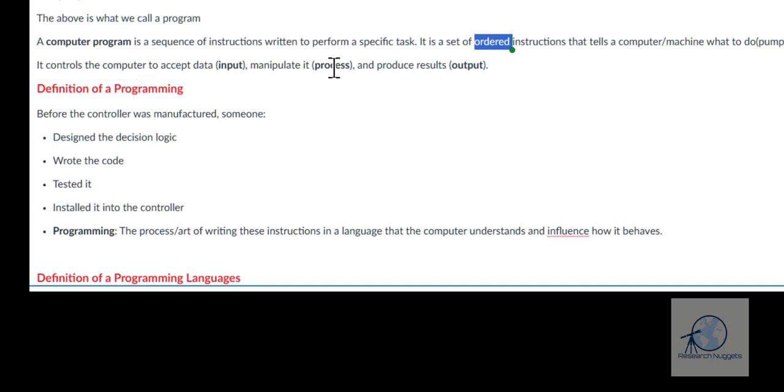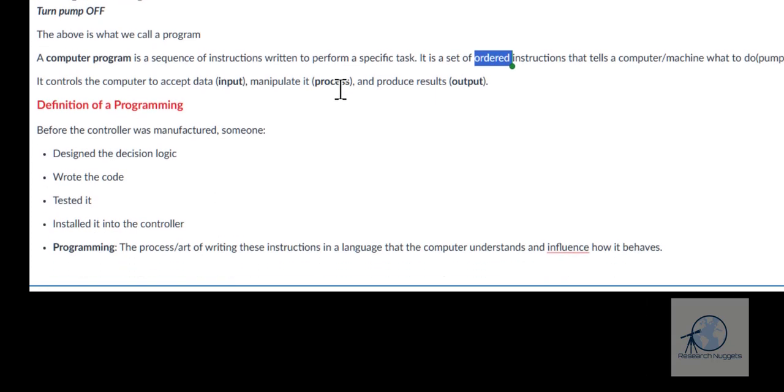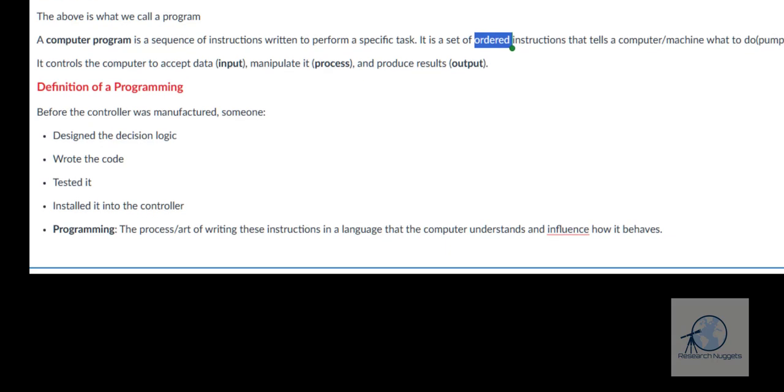Now, before this controller was actually manufactured, a few things happened. One, someone must have thought through how that controller ought to operate, and it was supposed to help control or manage water levels within a particular tank, when it's high or when it's low. Then those thoughts were translated into a certain set of instructions, which later we are going to refer to as a code.